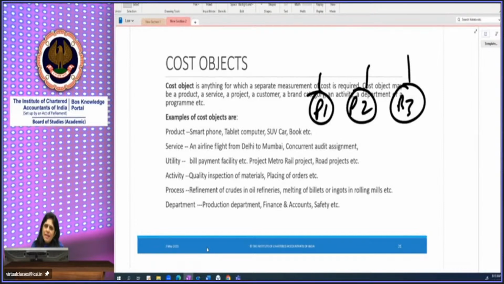For a process, I just explained, if the product passes through many processes, I want to know the cost of each process. Then the department, of course. The management wants to know the cost of the purchase department, the cost of the finance department or the stores department. So that department is also a cost object. Meaning thereby, whatever you want to calculate the cost of is the cost object. Clear? So that is the cost object for you.